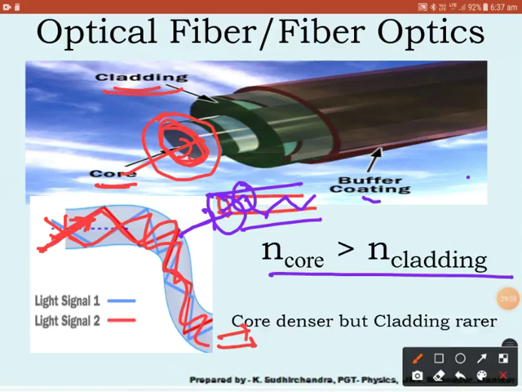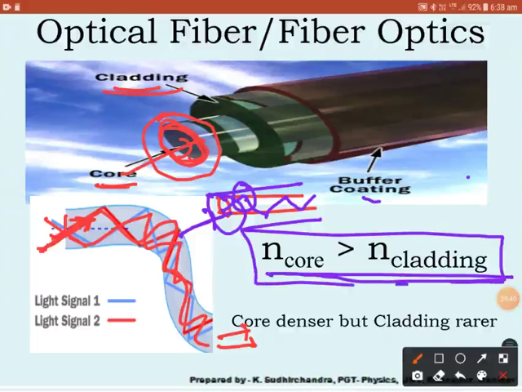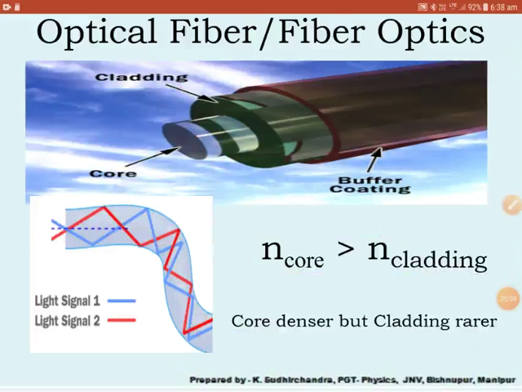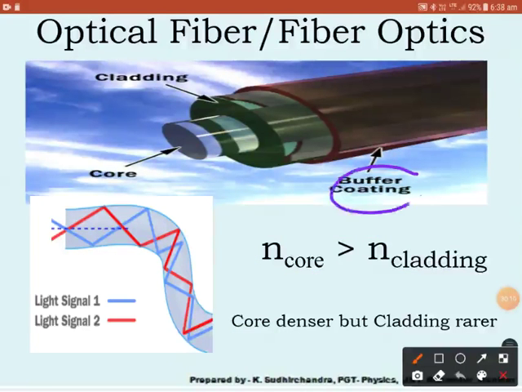So when you compare the refractive index of the two materials, the core material must have a higher refractive index than the cladding. Why? Because the core must be denser, and the cladding material must be the rarer medium when you compare the core and cladding. Got it? So that is all about this optical fiber. And just to cover the core and cladding, we may have a coat or plastic coating, which we call buffer coating, here, like this. Got it?